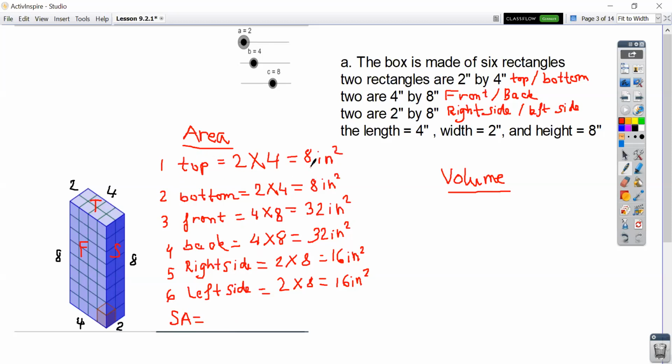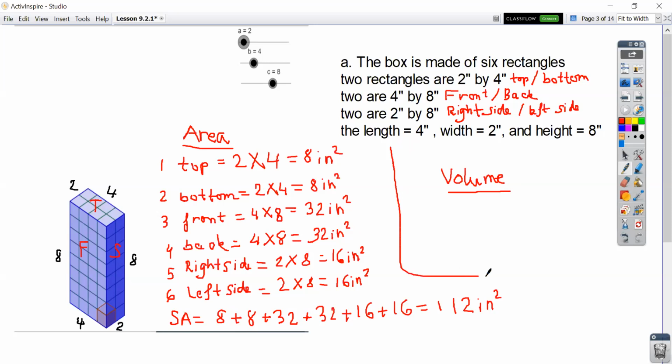So we have to add 8 plus 8 plus 32 plus 32 plus 16 plus 16. When we add all these areas together, the answer is 112 square inches. So we have inches squared units right there. All right, let's move on to question C.